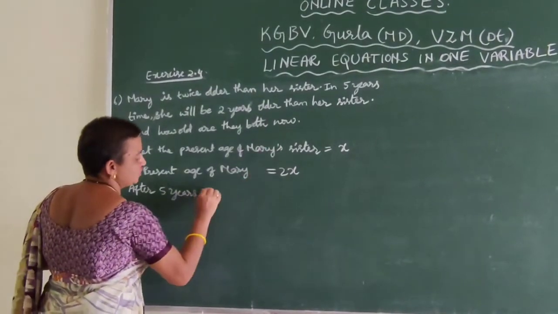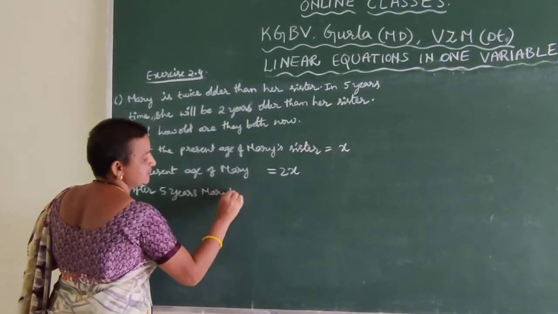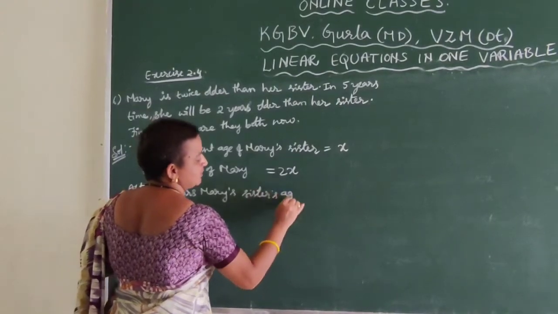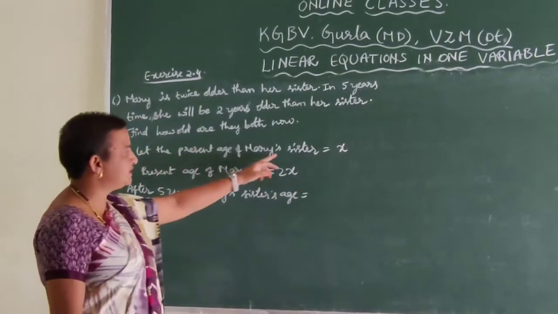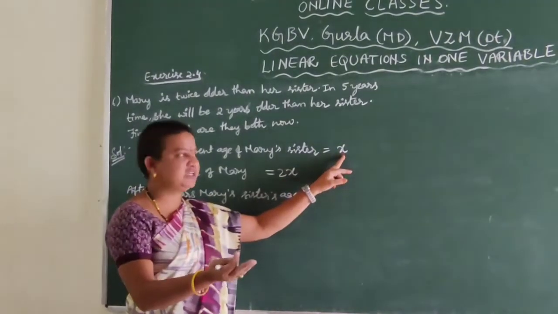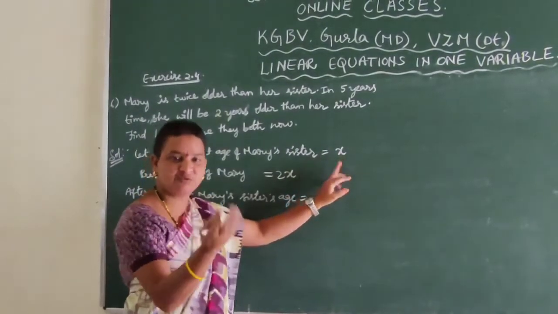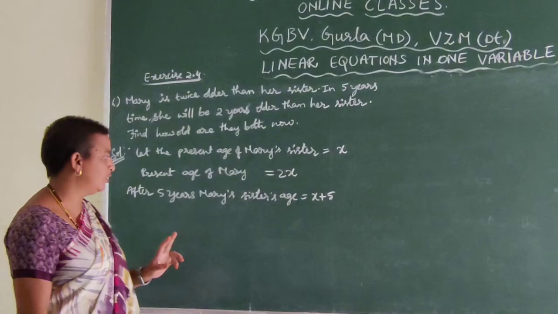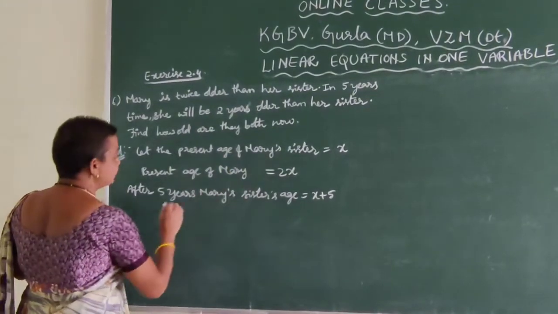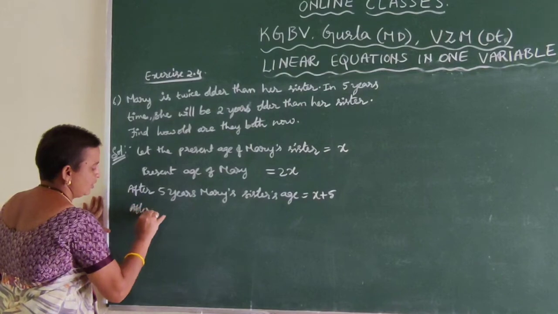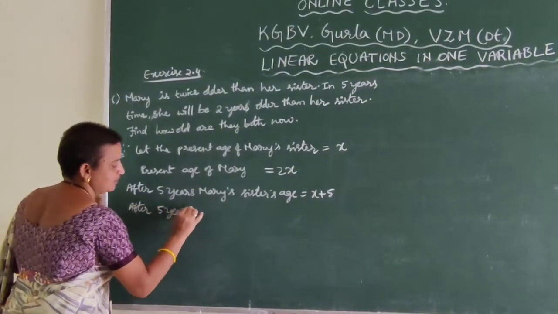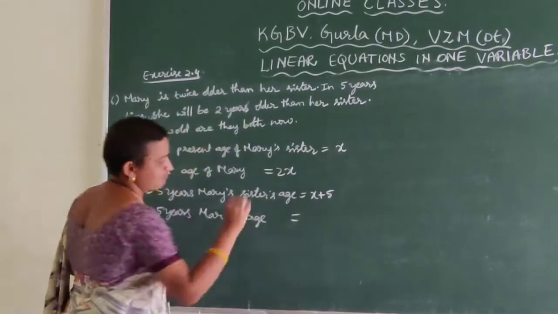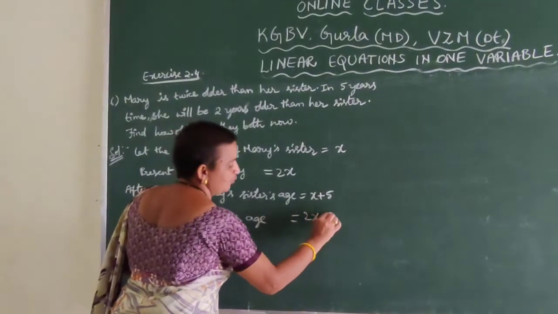Mary's sister's age is equal to x, her present age is x years. After 5 years it becomes x plus 5. After 5 years, Mary's age also becomes 2x plus 5.